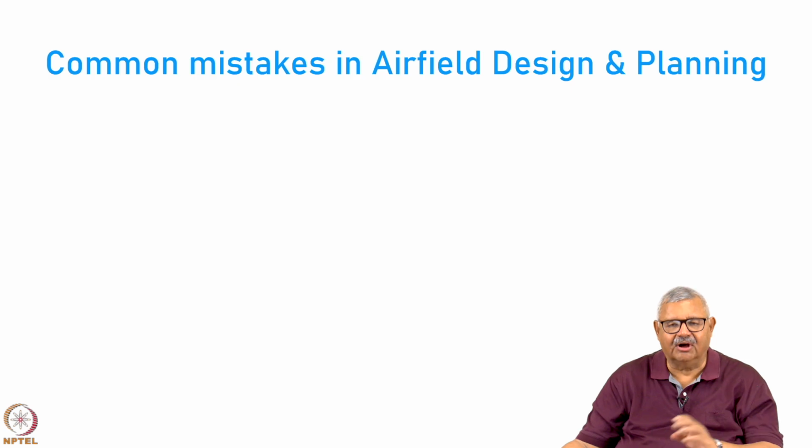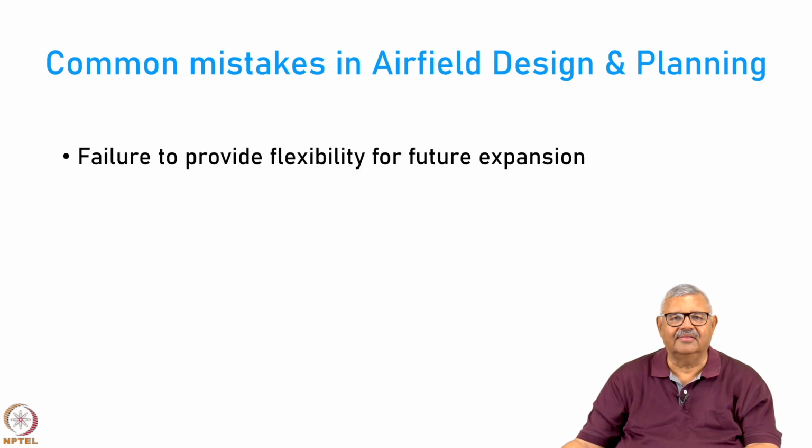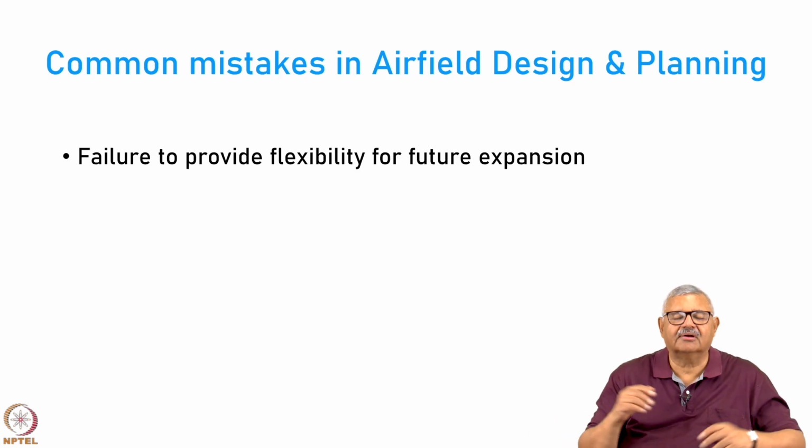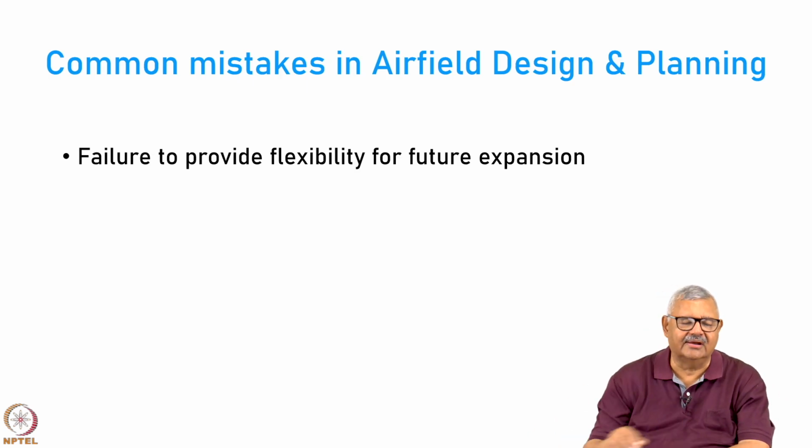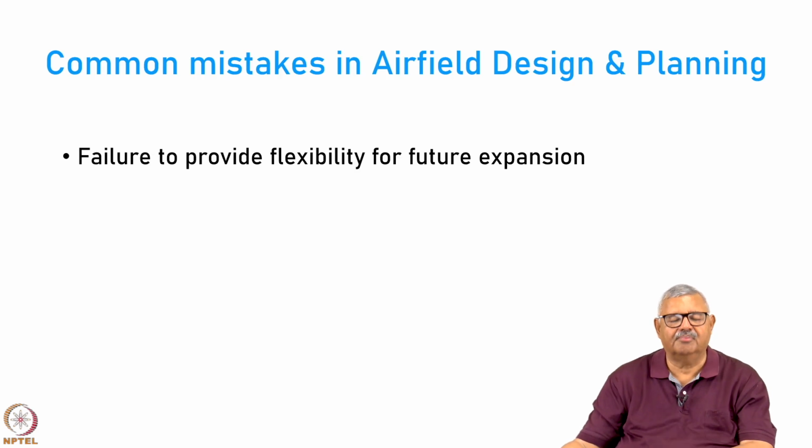So, we will wind up now by just looking at a few important pointers. What are the common mistakes which are made by the airfield designers and planners? Failure to provide flexibility for future expansion. This is very important because no airport remains stagnant. Over a period of time, the demand increases and therefore maybe larger aircraft have to be operated. So, therefore, there has to be a requirement for expansion of the length of the runway, maybe at one end, maybe at both the ends. So, this is one very important requirement.